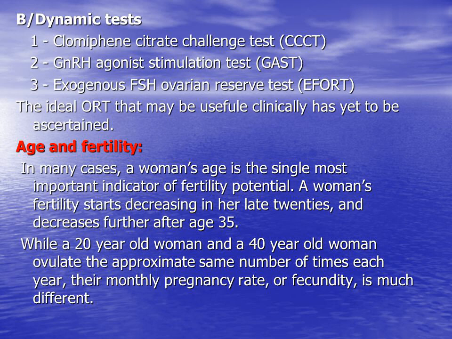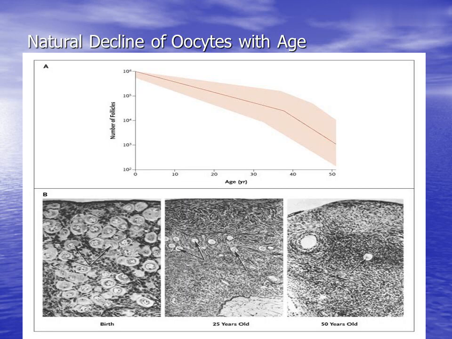Age and fertility. In many cases, a woman's age is the single most important indicator of fertility potential. A woman's fertility starts decreasing in her late 20s, and decreases further after age 35. While a 20-year-old woman and a 40-year-old woman ovulate approximately the same number of times each year, their monthly pregnancy rate, or fecundity, is much different. Natural decline of oocytes with age.